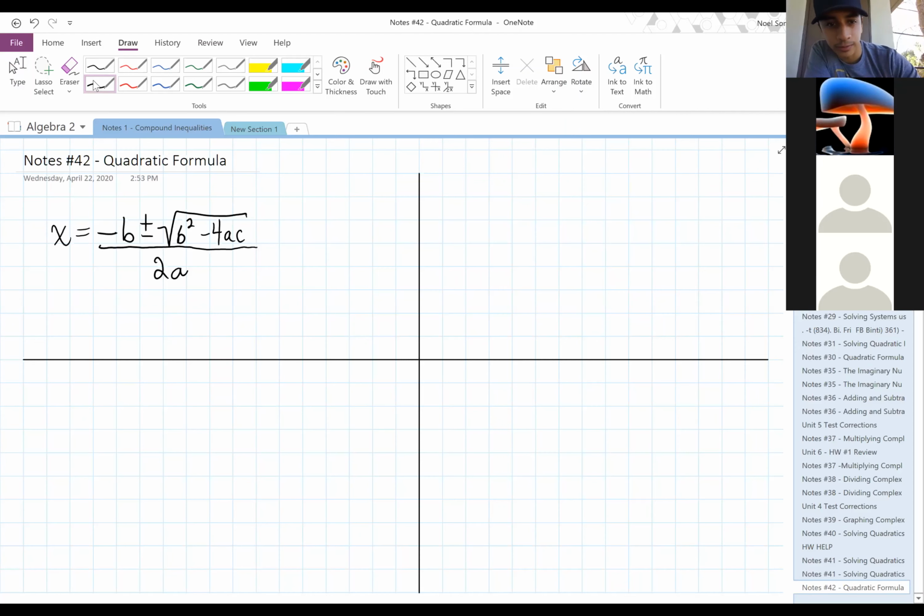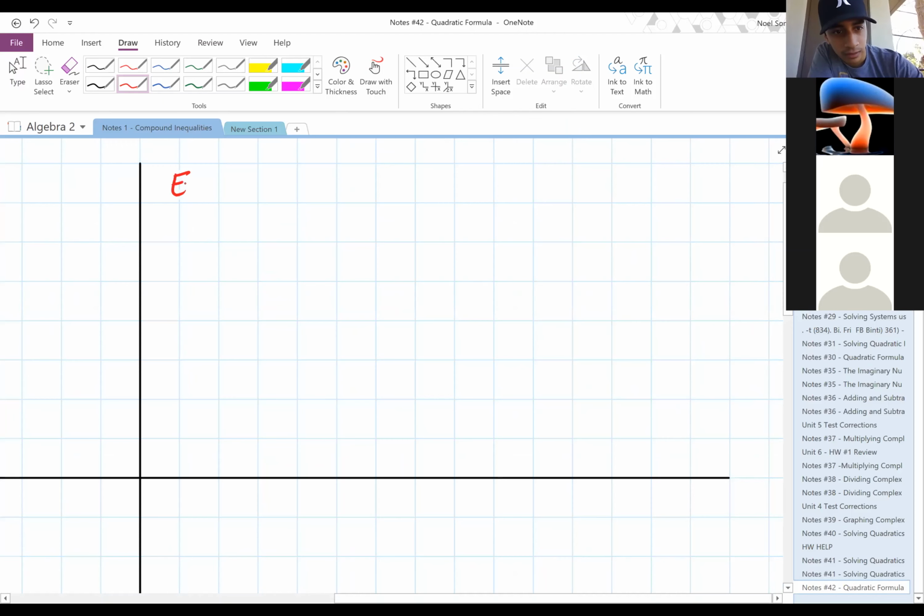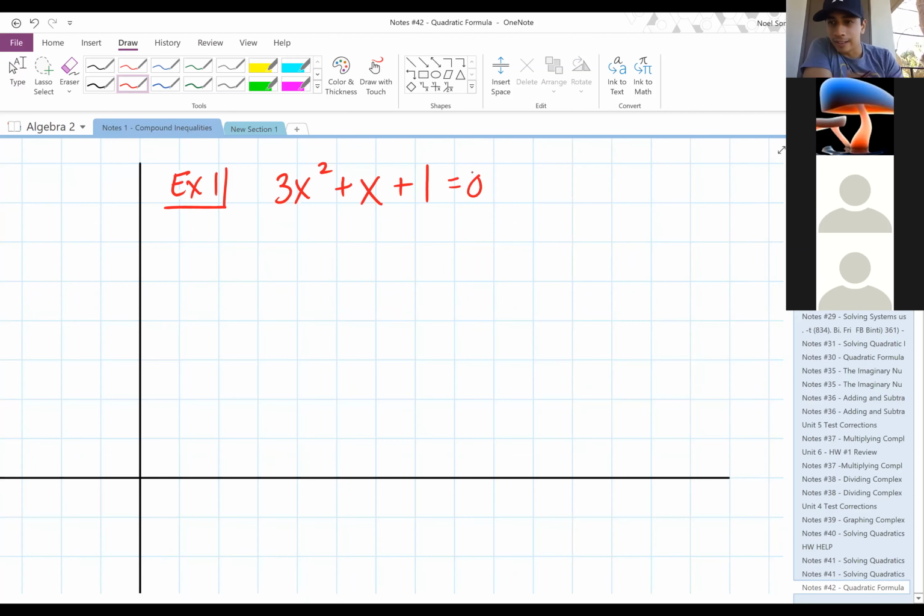So for example, if we have a quadratic that says 3x squared plus x plus 1 is equal to 0, this is essentially how you want your quadratic to look before you start plugging in values for a, b, and c into the formula. You want all terms on the same side. It doesn't matter if they're all on the right or all on the left. The solution will still generate the same, but they all have to be on the same side.